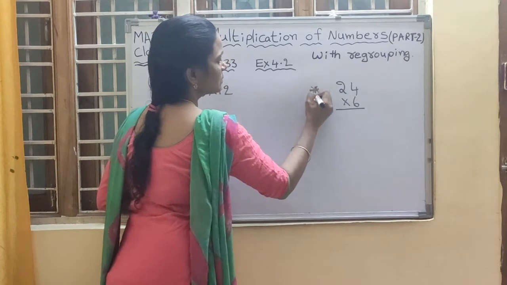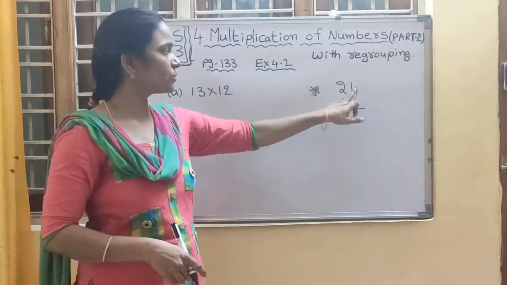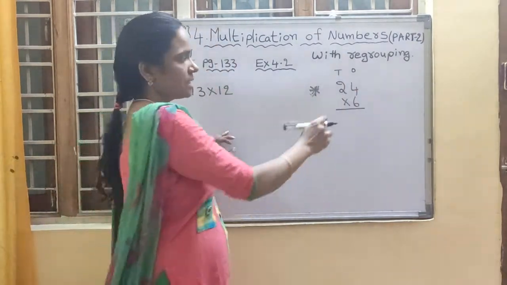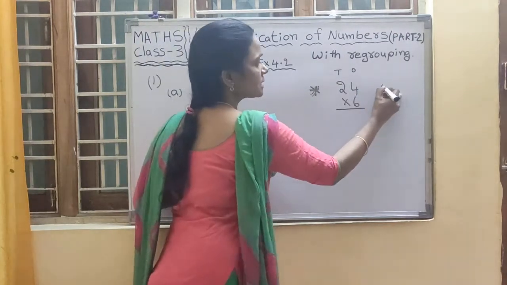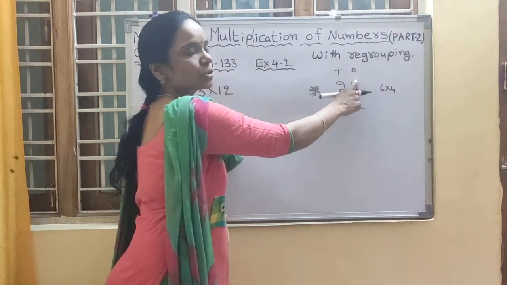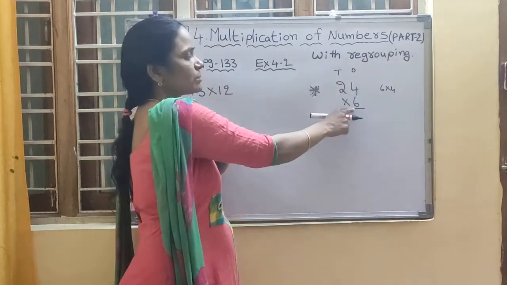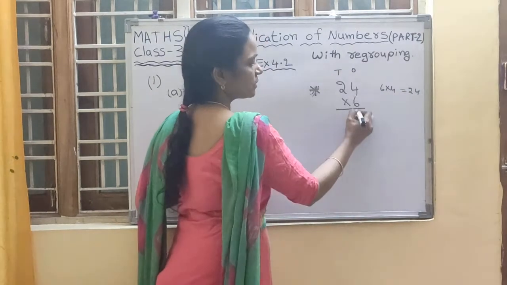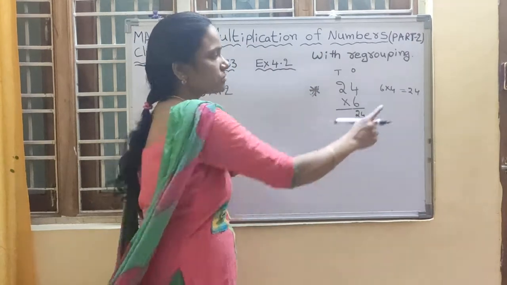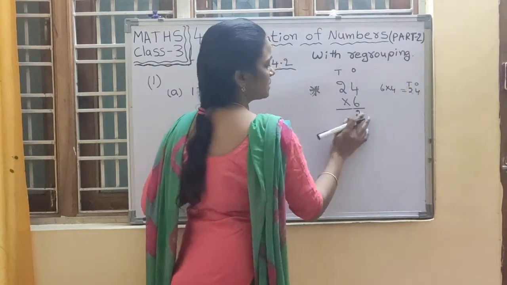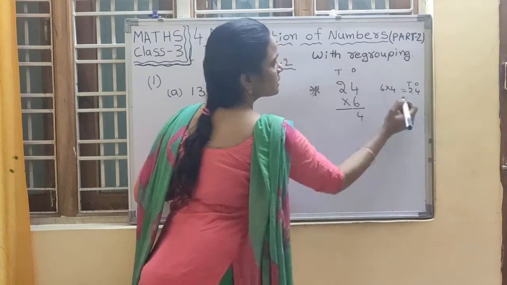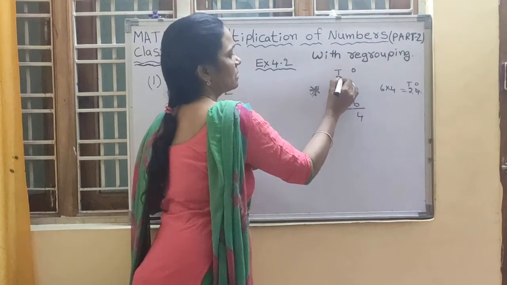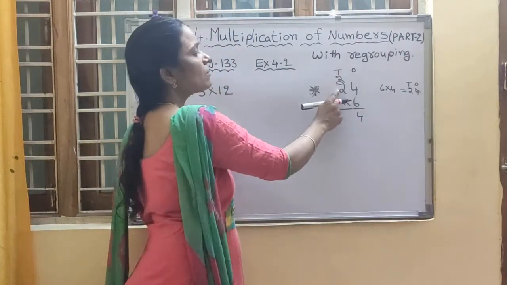First, look at this example, children. A 2-digit number by a 1-digit number: ones place, tens place. 6 fours are how much, children? First the ones place digit should be multiplied by 6, then the tens place digit should be multiplied by 6. So 6 fours are 24. Here I can't write 24 because 24 is a 2-digit number. So write 4 at the ones place, and the tens place digit 2 is carried forward to the tens place. So above, write down 2.